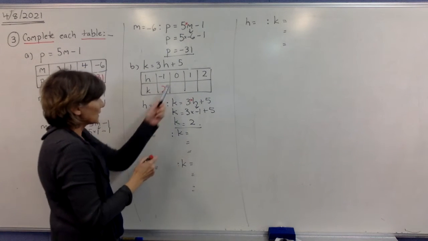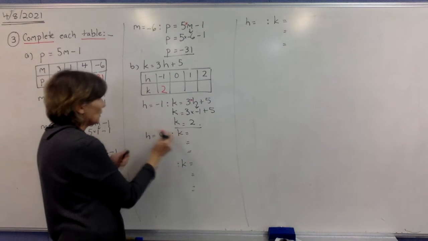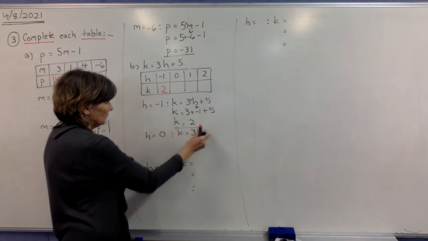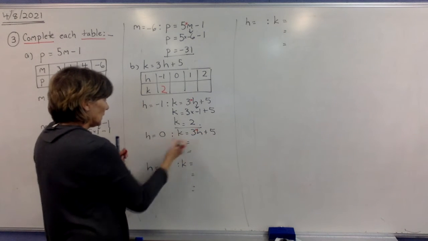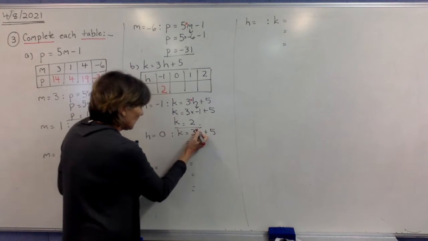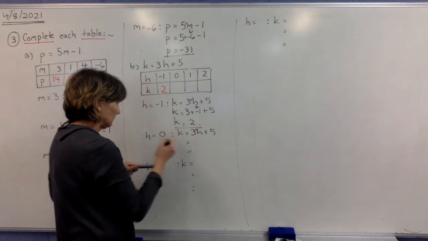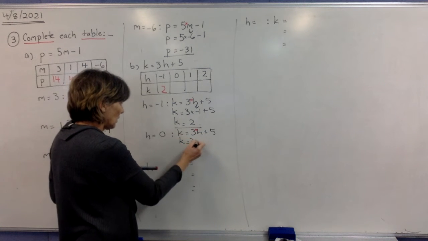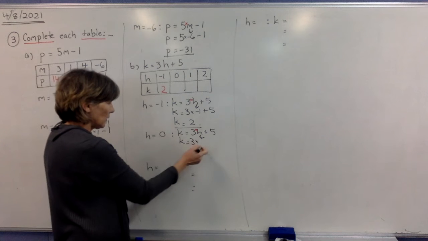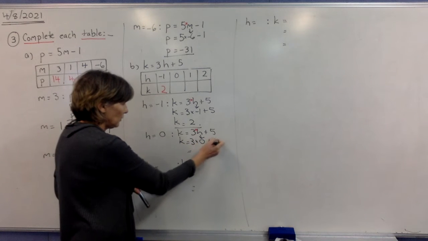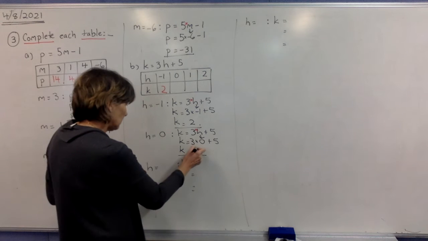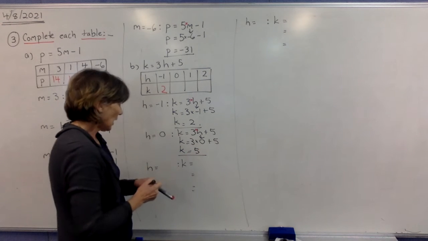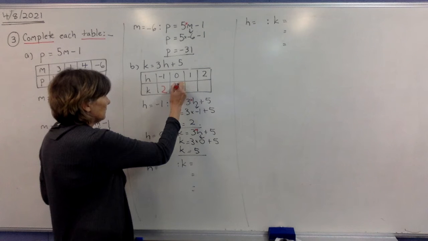Okay, next one. Our next h value is 0. Copy your rule down. Put the times in, and let's just copy it, putting our number for h in a minute. K equals 3 times. Right, our h is 0 this time. Copy everything. Go to your calculator, type it in left to right, and you'll get a 5. Let's put it up here.